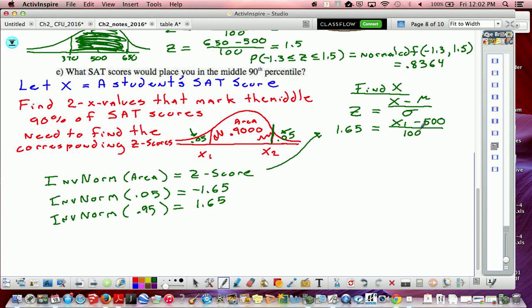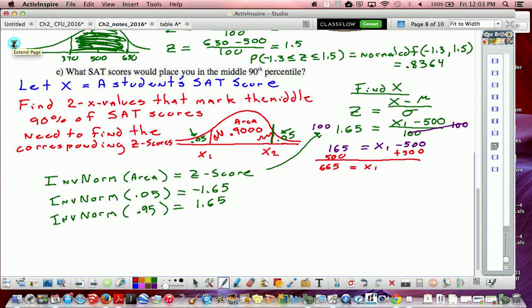So now I just need to solve this for x. If I'm going to solve it for x, what would I do first? Multiply by 100. 100 times 1.65 equals x1 minus 500. So then what do I need to do? Add 500. 665. So x1 is 665.